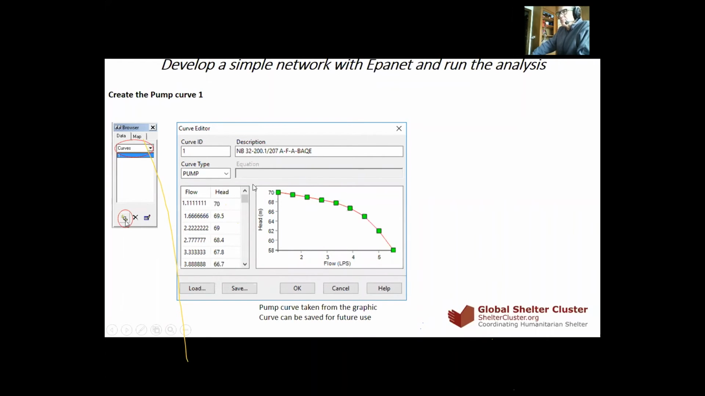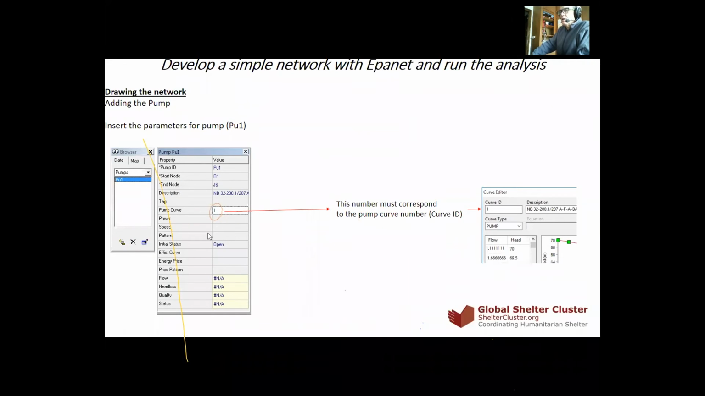And then you give the parameter of the pump curve. So that at this point, in the pump information, you give as a reference 1, exactly like your pump curve. It must be the same, because when you run the simulation, the pump will look after the pump curve. If you don't have the same number, the system will not understand.